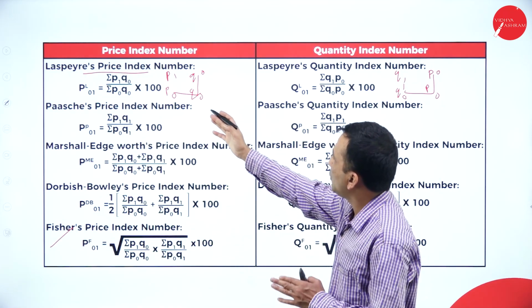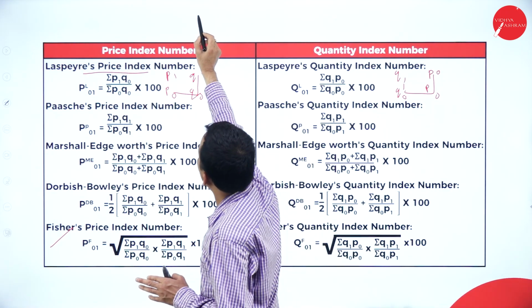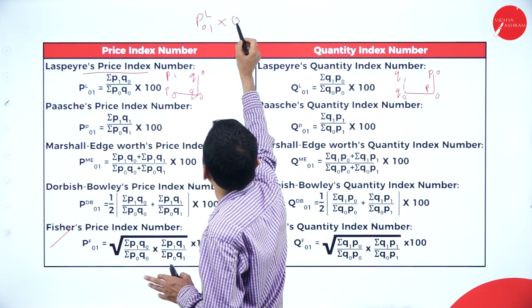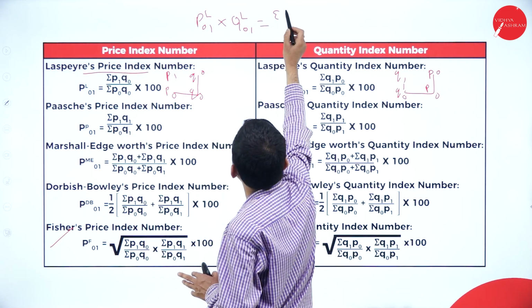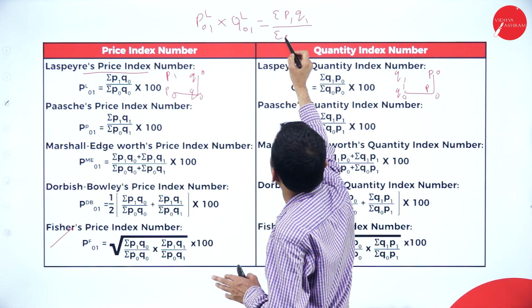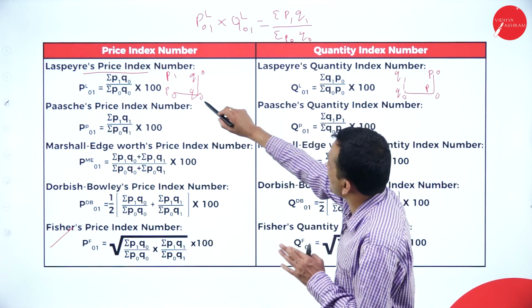So if you try to simplify the price index of Laplace into the quantity index of Laplace, you need to get sigma P1 Q1 divided by sigma P0 Q0. Let me try to explain here.